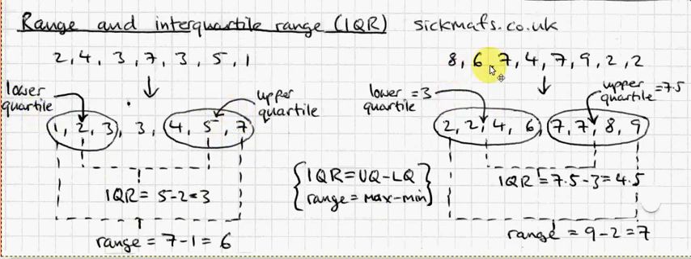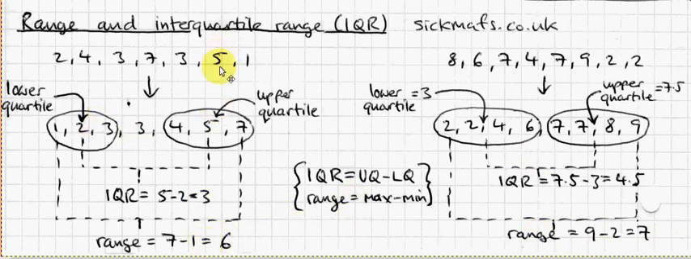Okay, I'm going to do that again over here for this set of numbers. Put it in order first of all. So you've got the smallest there, the biggest there. Find the difference: 9 take away 2 is 7. So that's the range for this set of numbers. So the range for this is bigger than the range for that. The spread of these numbers is greater than the spread of these numbers.